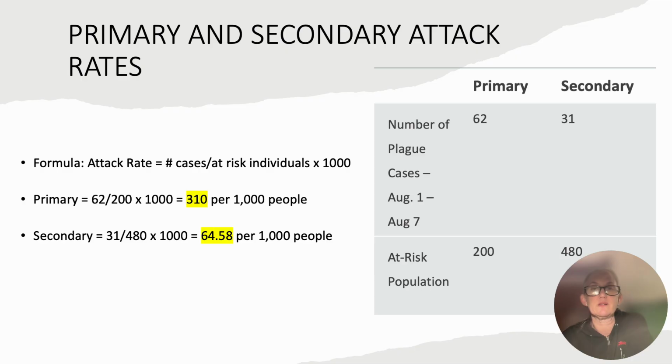In a similar equation, the secondary attack rate measures new cases among contacts of the primary cases, helping epidemiologists understand how efficiently the disease spreads from person to person. As shown in the slide, of the 480 individuals exposed during the secondary attack, 31 became infected, resulting in a secondary attack rate of 64.58 people per 1,000 exposed.